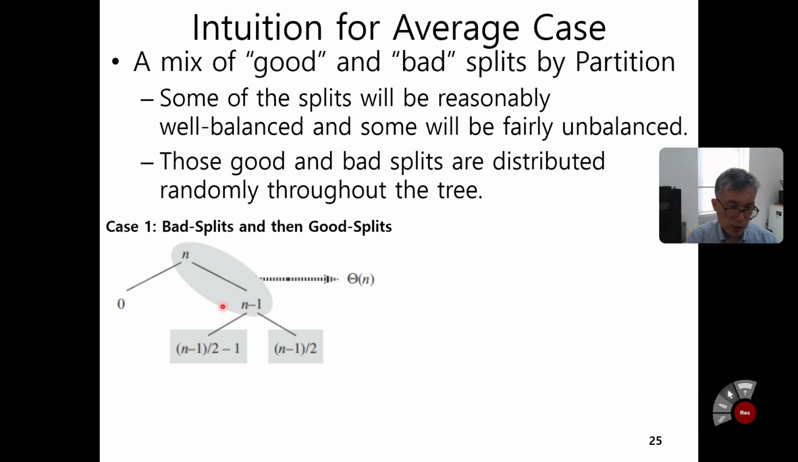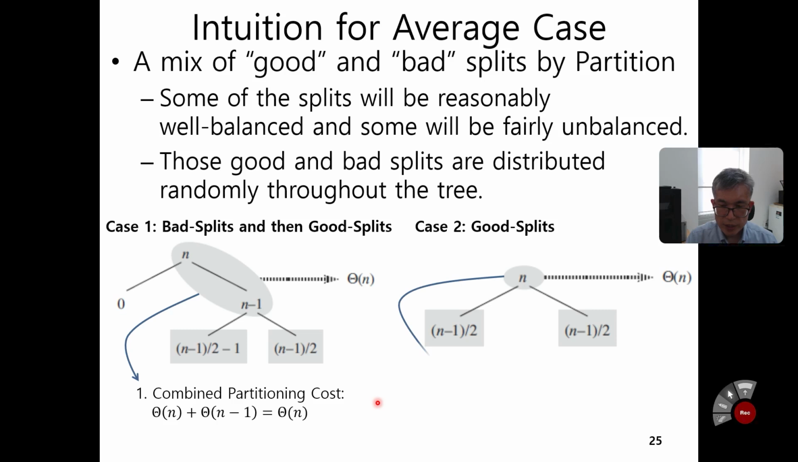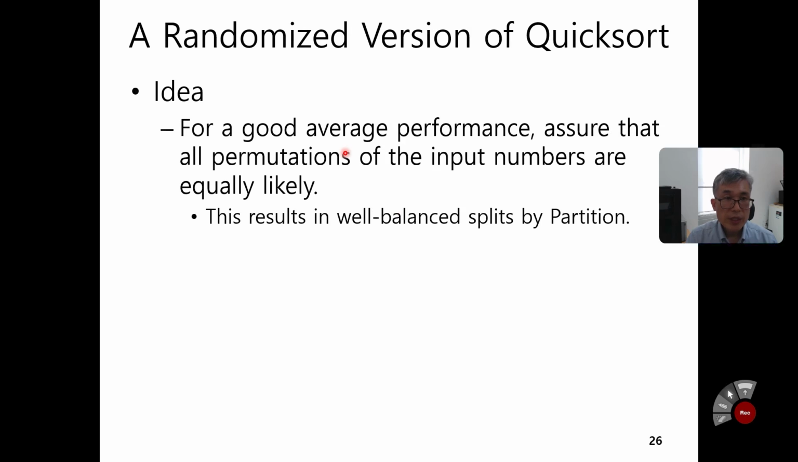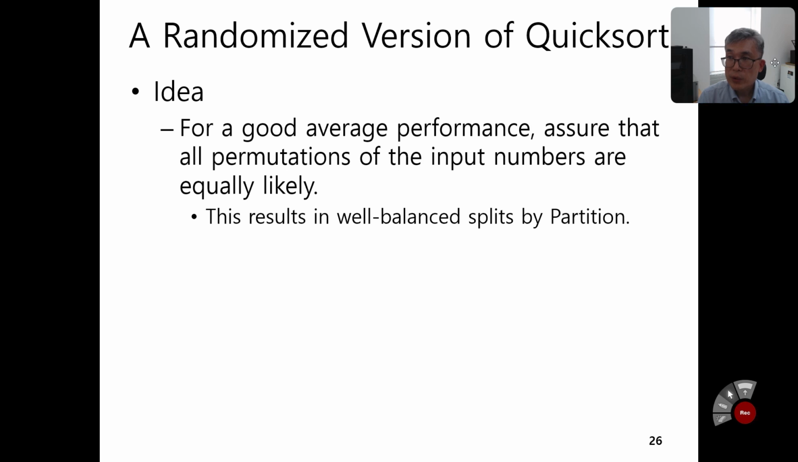In these adjacent levels, the combined cost is Θ(n). The good split case is also Θ(n). So overall, another layer of Θ(n) is not a big deal. The partition and merge cost is Θ(n) in this one, and Θ(n) in that one, so no difference. So the idea is how to avoid the sorted case.